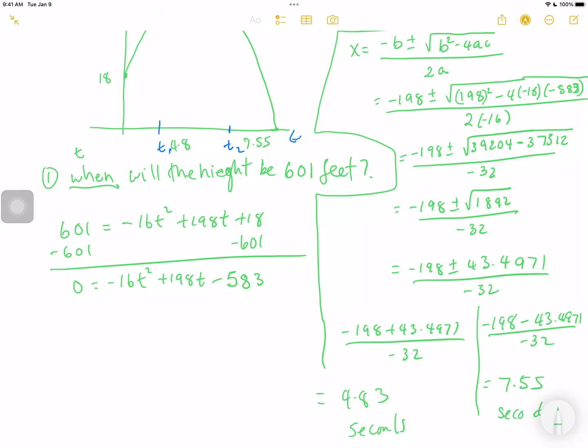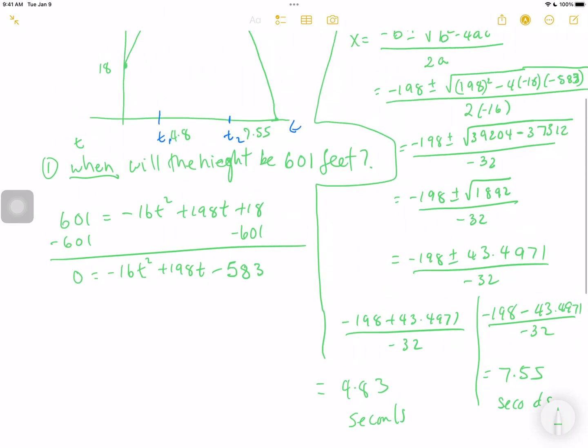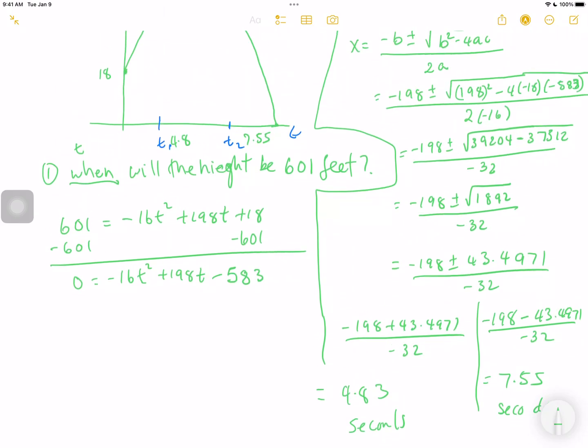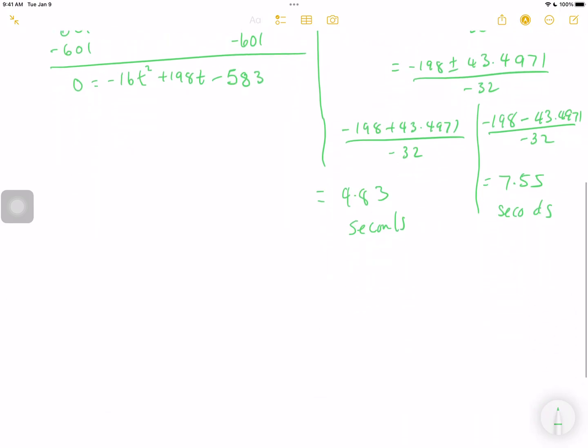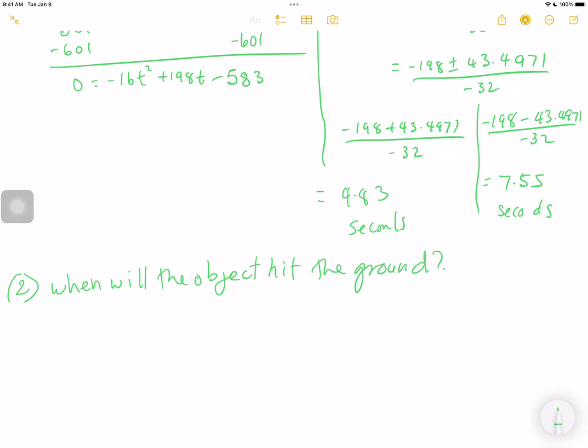All right, the next question asks something similar, so we're going to do all of the same math one more time. The second question asks, when will the object hit the ground? Well, when it hits the ground, the height is 0, and so it's just going to be 0 equals negative 16t squared plus 198t plus 18.